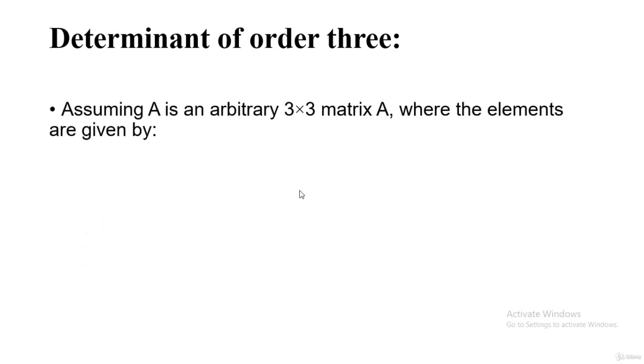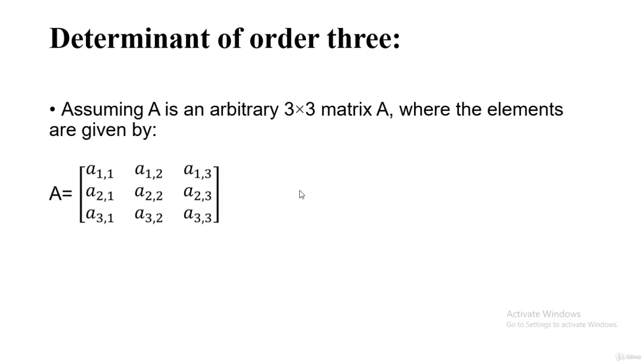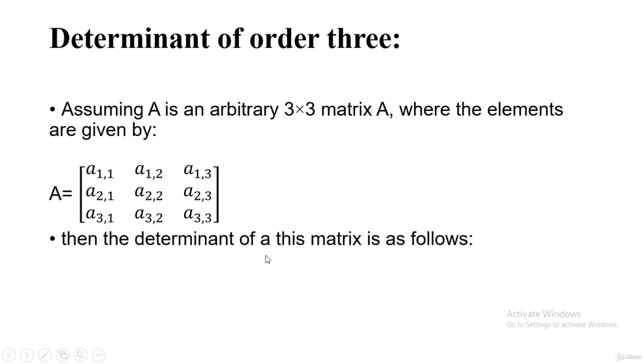Moving on, we are moving on to the determinant of order 3 now. Assuming A is an arbitrary 3 by 3 matrix, where the elements are given by, now this is basically a 3 by 3 matrix. As you can see, all the elements are listed here. Small a can be any number. These are the positions defined, as you can see, 1 comma 1, 1 comma 2. Then the determinant of this matrix is as follows.